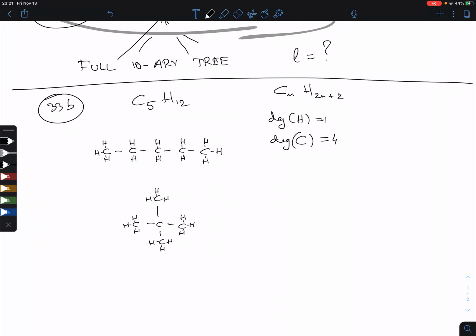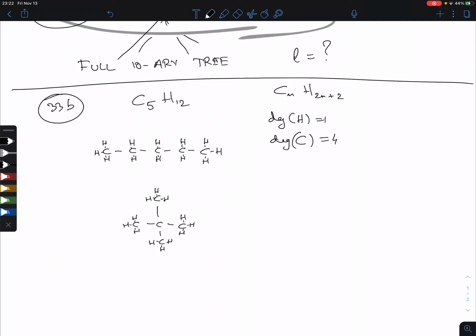Now, why is this definitely not the same as the previous one? Because this C has only C neighbors, whereas most here, what do we have? These 2 C's have only 1 carbon neighbor, and these 3 inside ones have 2 carbon neighbors. Okay, but here's a C that has no hydrogen neighbors, but 4 carbon neighbors. So this is clearly different than that one.